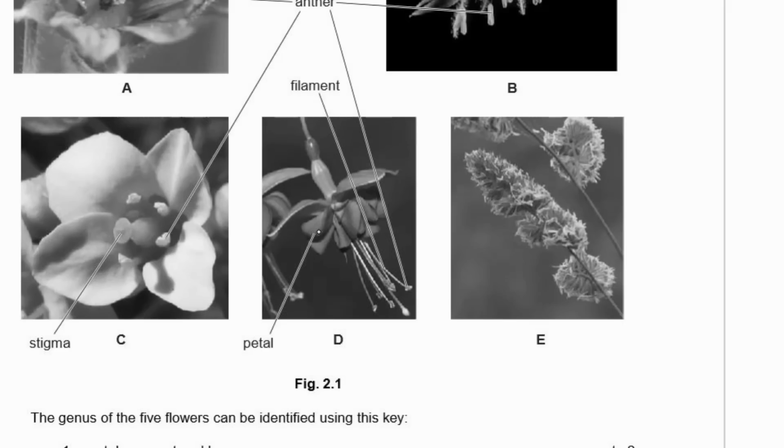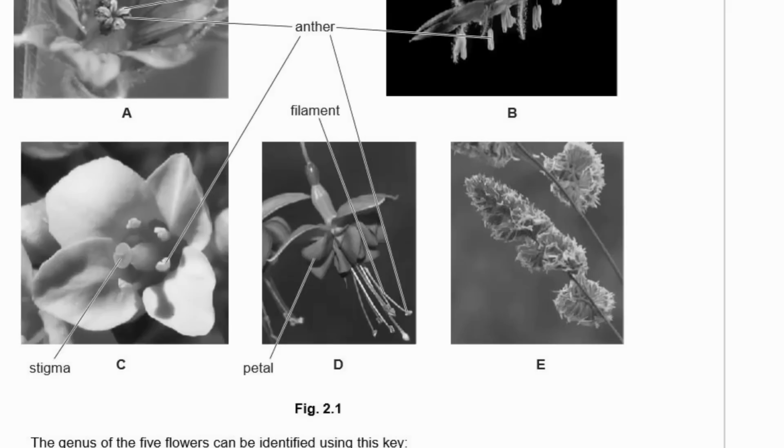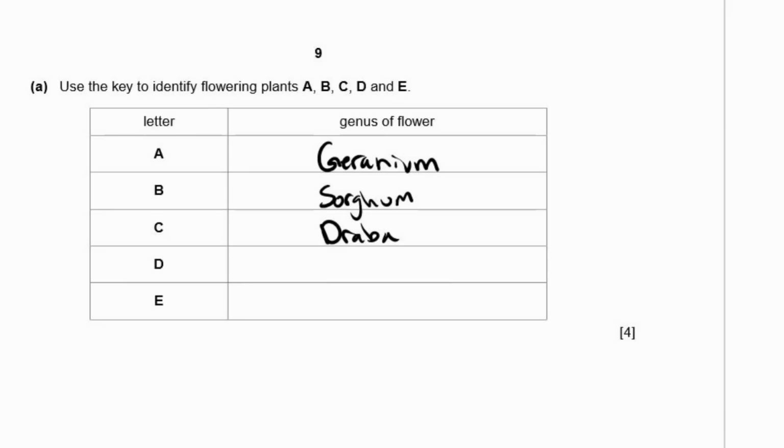Certainly I count more than 4 petals here. I don't know how many there are, but there's certainly more than 4. Okay, more than 4 petals, we go to 3. Is the stigma clearly divided into 5, or is it not clearly divided? Well, it's difficult to see the stigma, but it's certainly not clearly divided from this picture. So I'd say it's not clearly divided. So that means if it's not clearly divided, it's a fuchsia. Okay, so D is fuchsia.